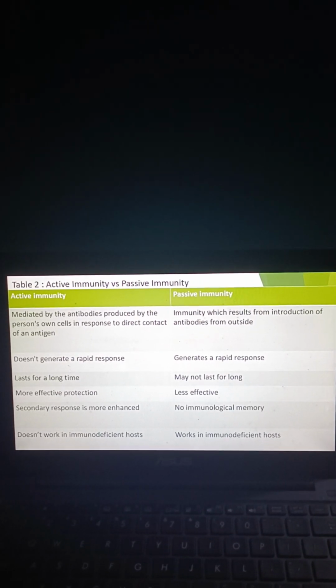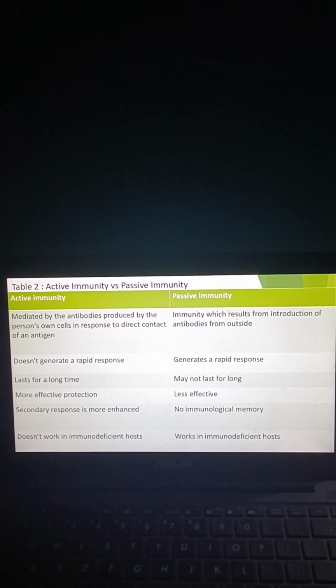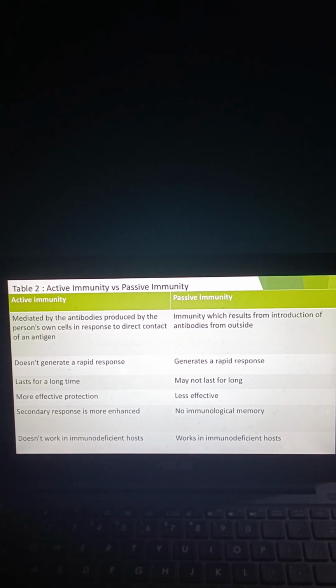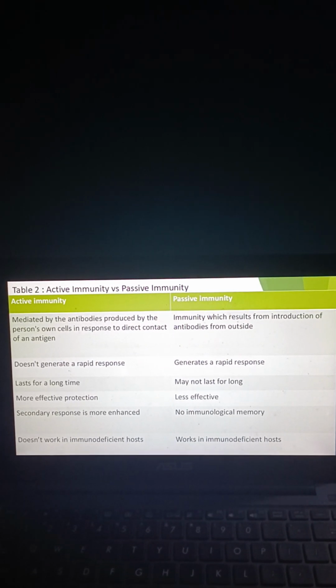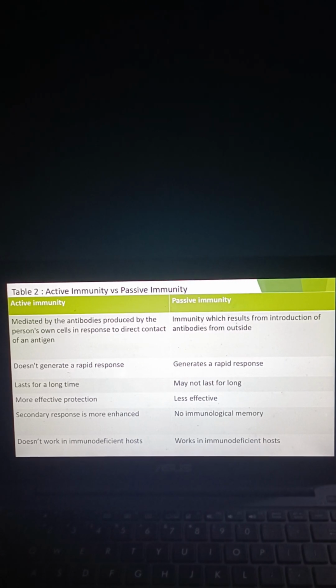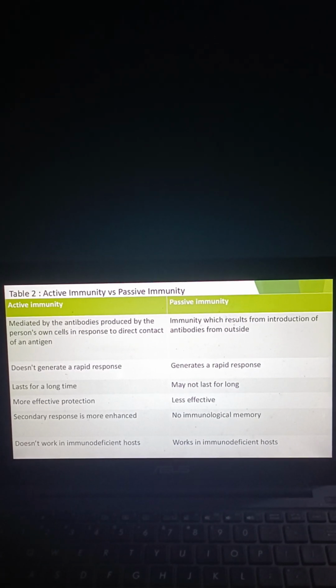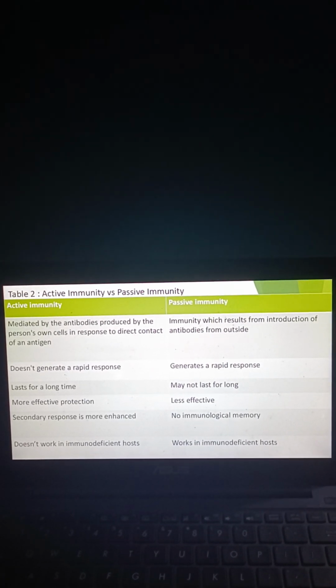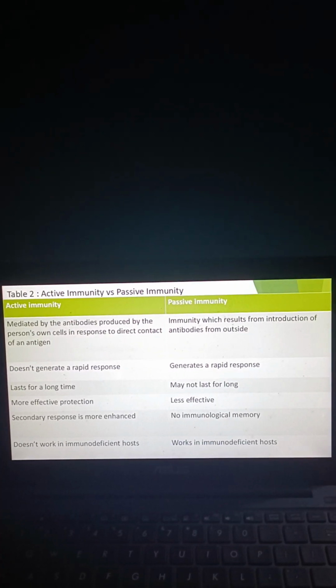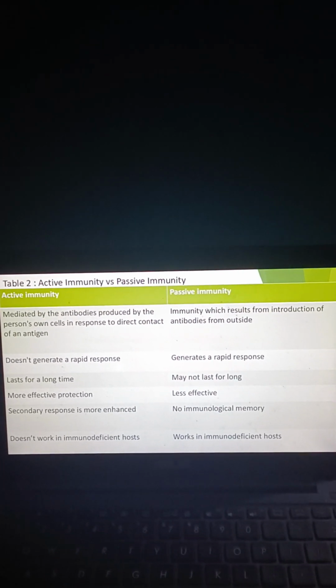But passive immunity results from introduction of antibodies from outside, and it generates a rapid response. It may not last for long. It is less effective. No immunological memory occurs in passive immunity, and it works in immunodeficient hosts.